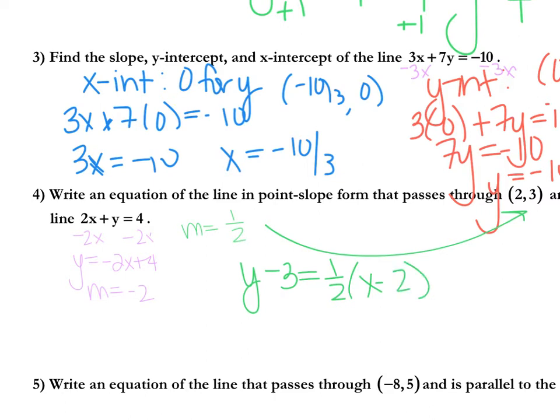So again, you need to find the slope of the given line first, which was negative 2, but then you wanted opposite reciprocals, so it's perpendicular, and then just plug in the point for point-slope form.